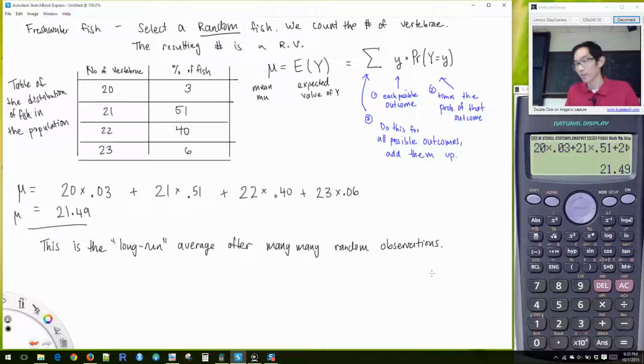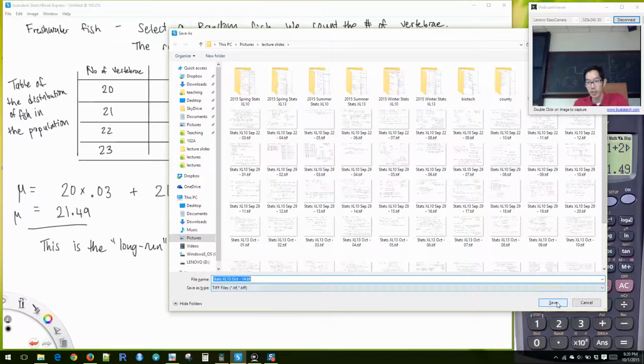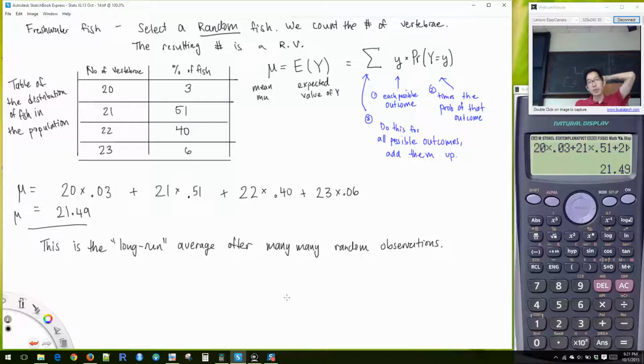So actually saying I caught a fish is technically not a random observation, but we're pretending that it is. Okay, and so that is how we get the mean mu of a random variable.